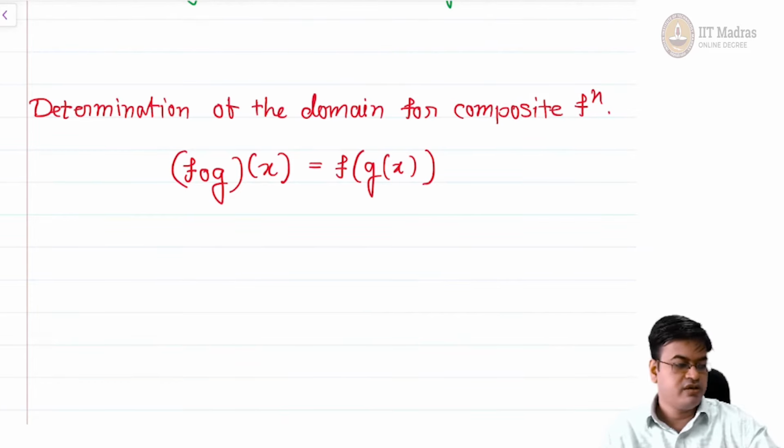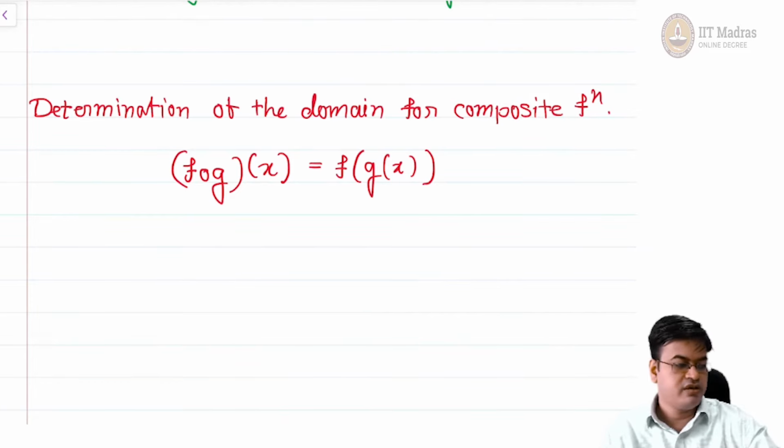Now the second question that is asked is about the domain. I have given an answer for what f o g of x is: my f o g of x is equal to 2x upon 3 minus x.